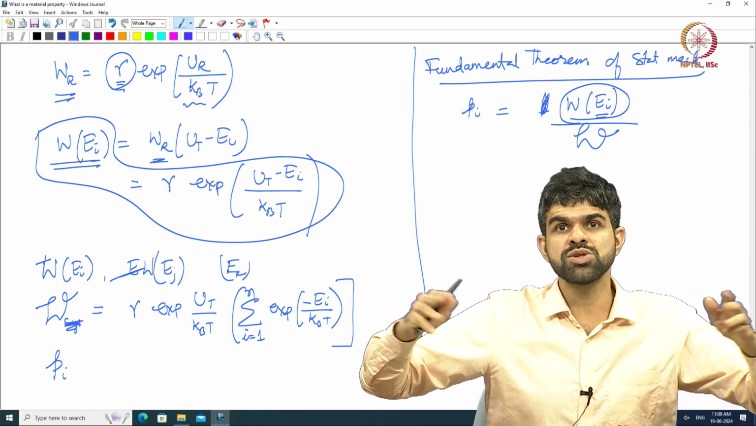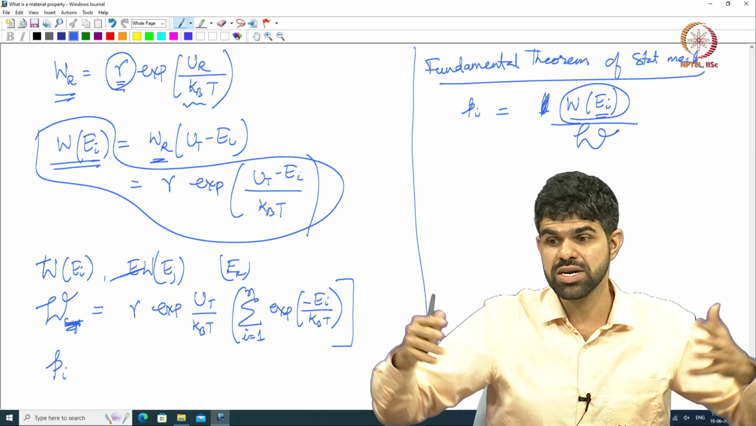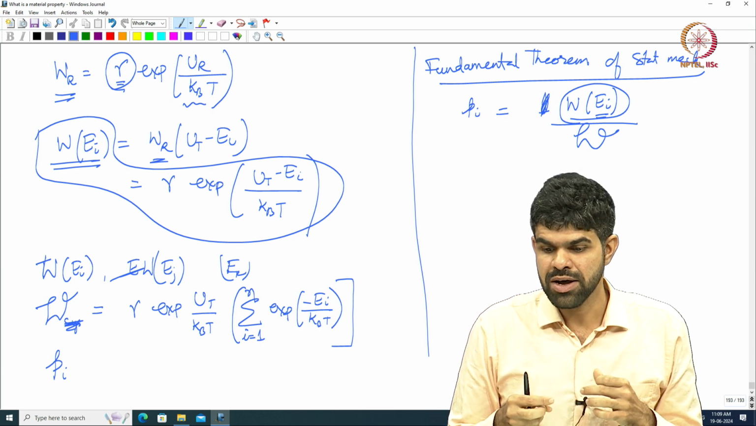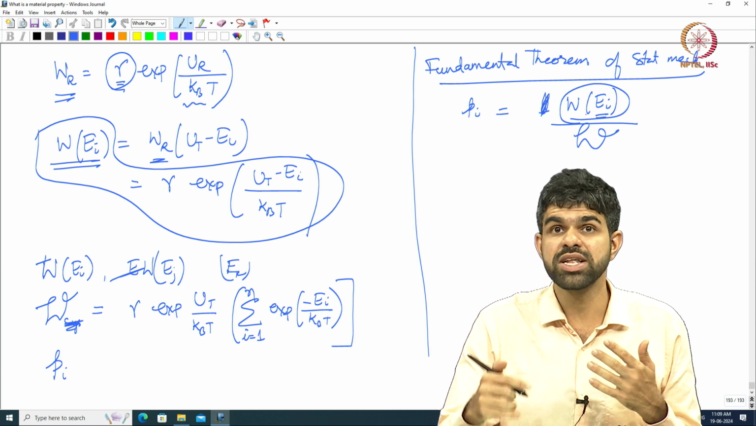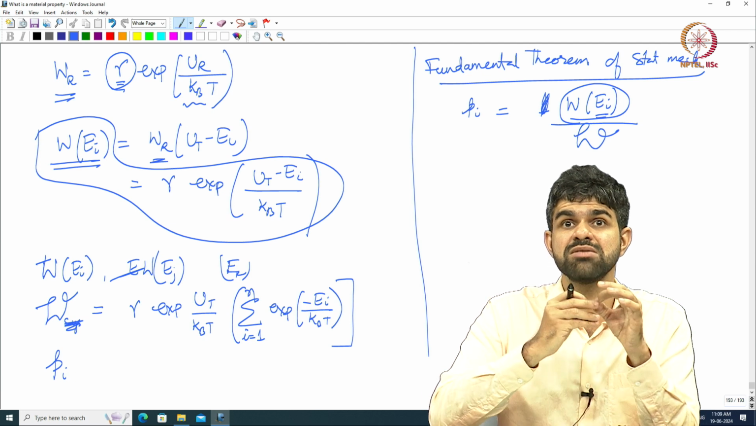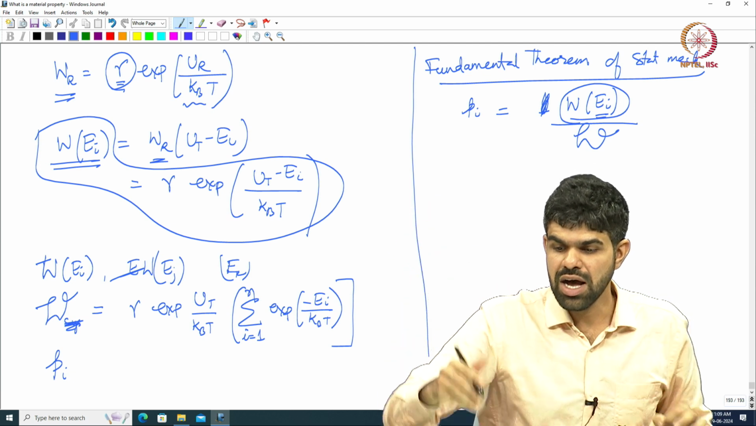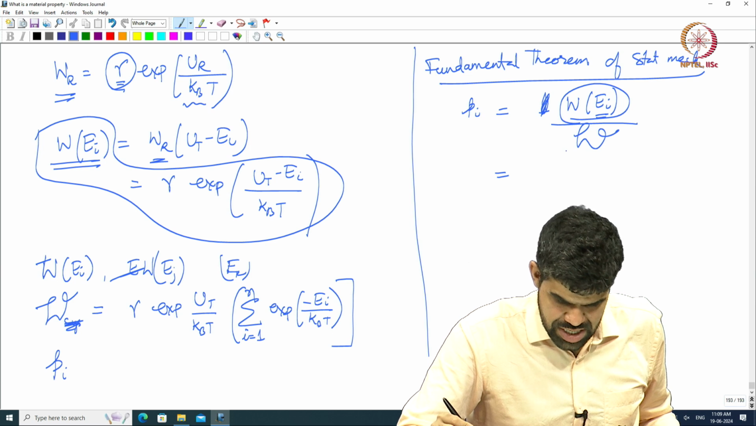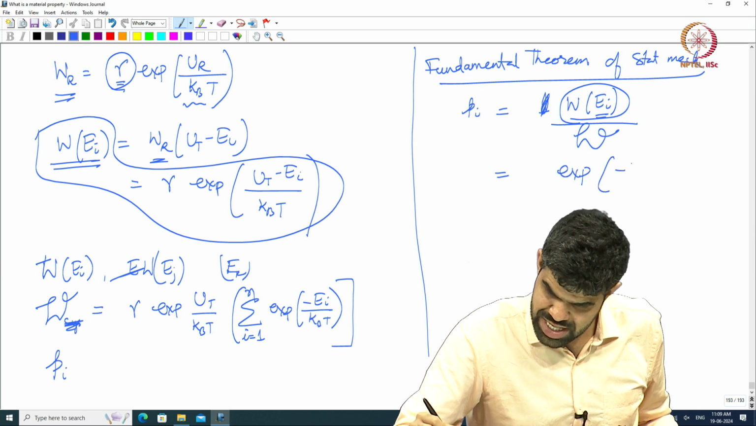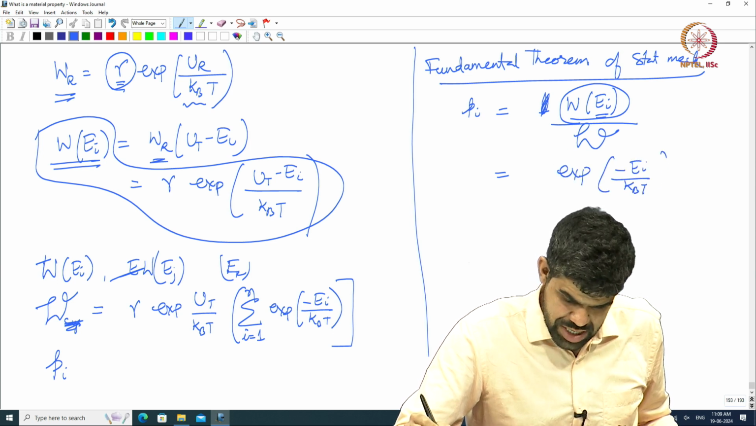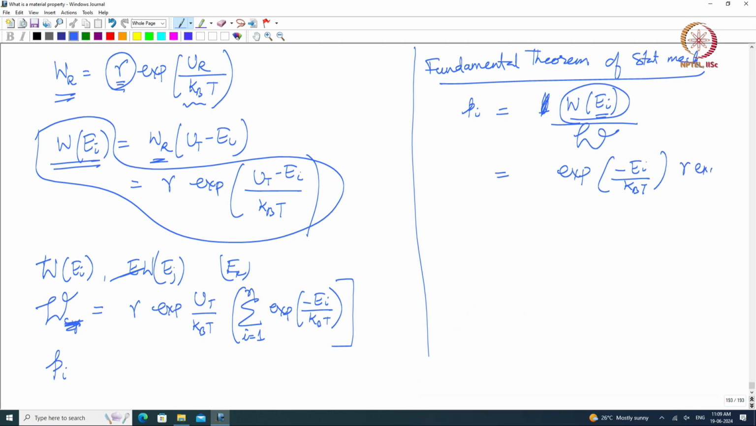But the surroundings are sort of reorganizing themselves so that you have all the W of EI number of microstates. That is because the system can give away its energy to the surroundings. Okay, so what is that? That is just exponential of minus EI by kBT times gamma times exponential of UT by kBT, divided by the same thing, exponential UT by kBT, the integration factor, times sigma exponential minus EI by kBT.